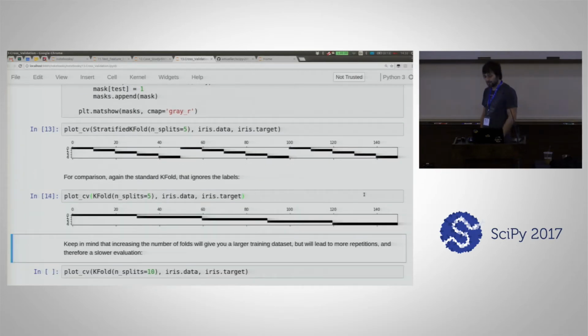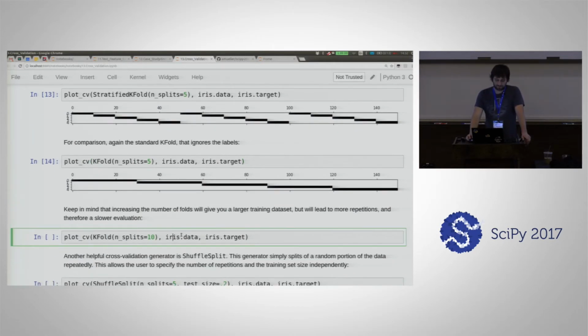Here's the comparison. The top one is ShuffleSplit, then StratifiedKFold. This one is KFold, which just takes the first 30, then the second 30, and so on. That's not great on the iris data set because it's sorted.